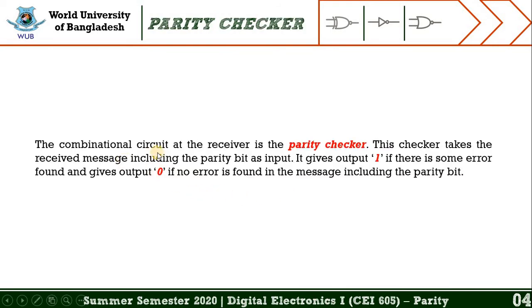The combinational circuit at the receiver is the parity checker. I repeat it again, the combinational circuit at the receiver is the parity checker. This checker takes the received message, including the parity bit, as input. It gives output 1 if some error is found, and gives output 0 if no error is found in the message, including the parity bit.